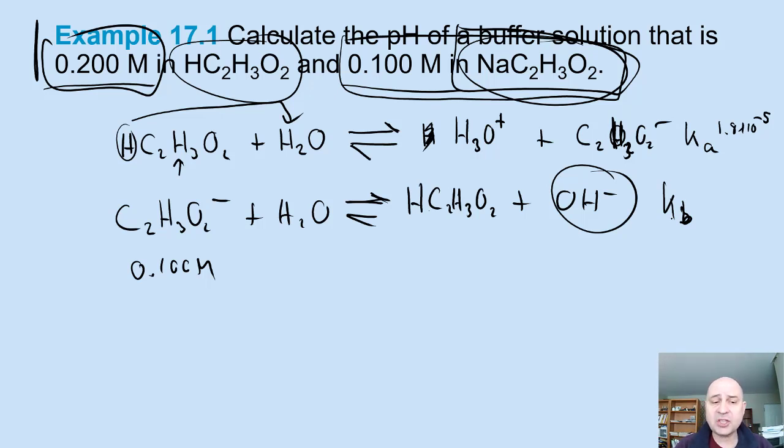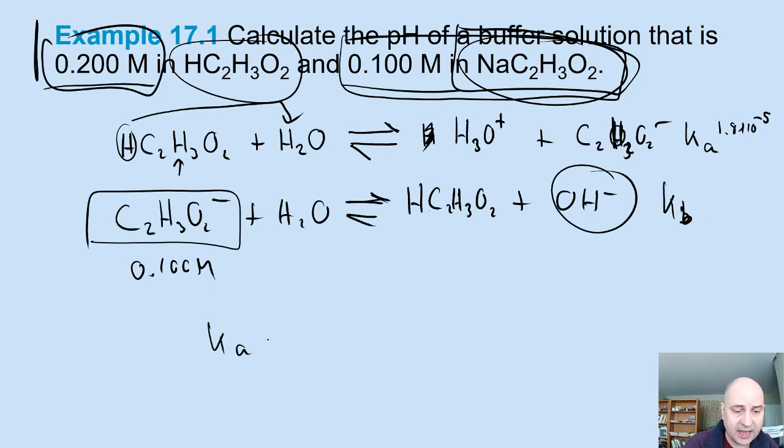And so the relationship of the Kb, the way you determine that, is with this equation: the Ka times the Kb equals the Kw. That's the relationship between the weak acid and its conjugate base. By the way, you have that same relationship between a weak base and its conjugate acid.